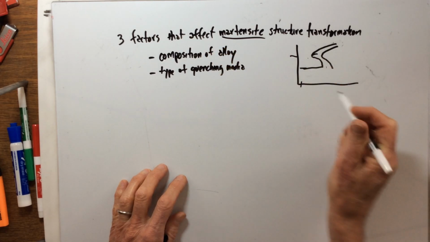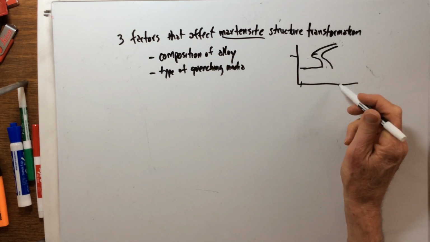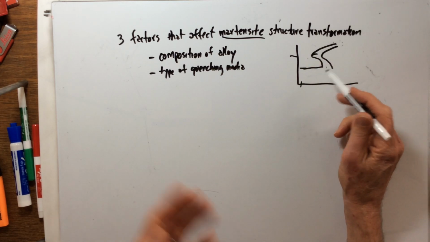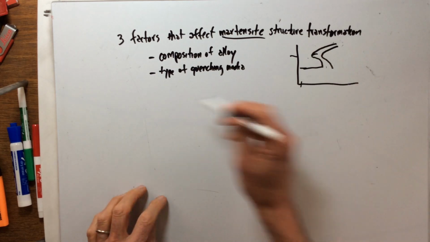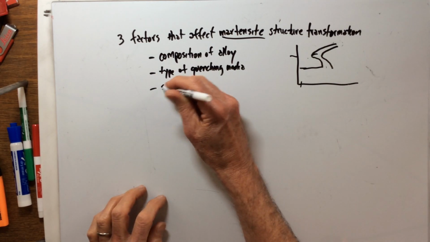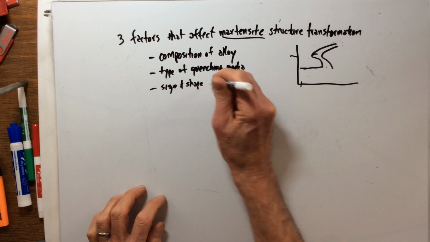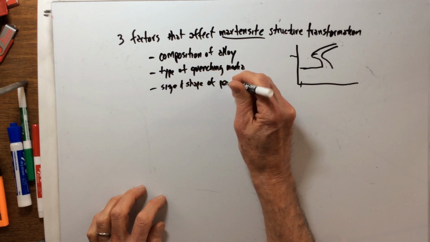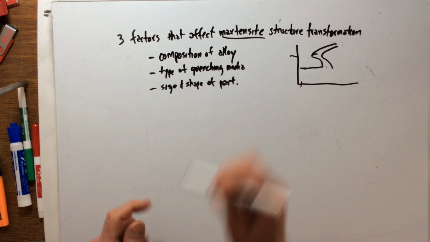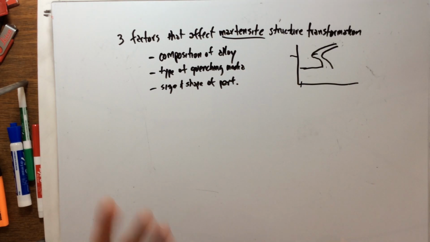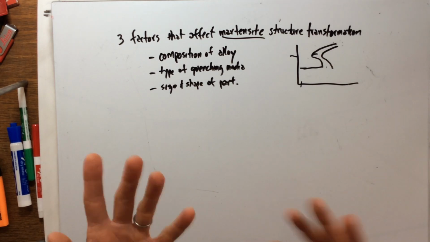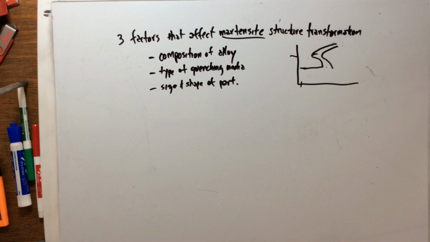All right, obviously, you're not going to get there if you try to get 100% martensite and you're using oil or something. Let's say, probably not going to work. And then the other one is obvious, which is the size and shape of the part. That's going to affect how much martensite might be transformed. Because if you have a part that's really thick and then has thin sections, that's going to be difficult. So those are some things to be aware of as far as factors that affect martensitic structure transformation.